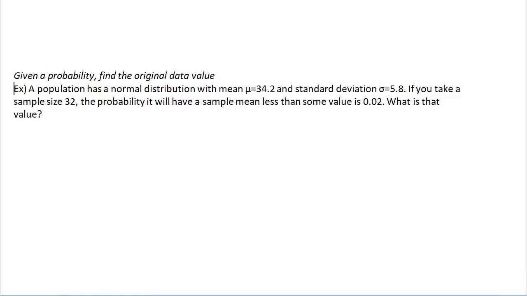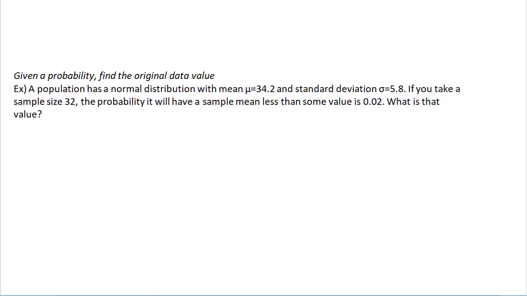We previously looked at problems where it said find the probability when you know that x bar, the mean from some sample, is less than some value. So now we're going to look at, in a sense, the reverse problem. In this case, we're going to be given the probability, and we're going to have to find the data value, which in this case is going to be some x bar value. So let's look at what a question like that might say and how to do it.